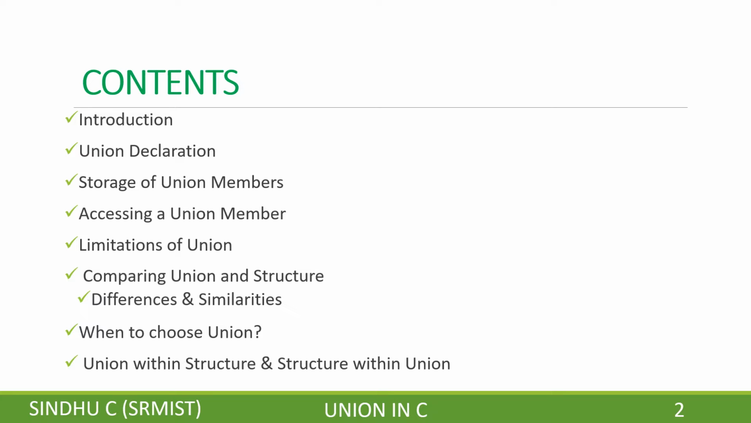Moving on, we'll see how to declare a union and what is the storage status of union members, how to access a union member, what are the various limitations of using union. Then we'll compare union and structure with its differences and similarities. Then we'll find out when to choose union, and finally with a small snippet, how to use union within structure and structure within union. So with that, we'll start.